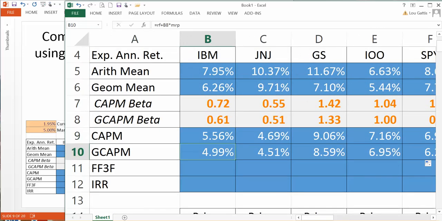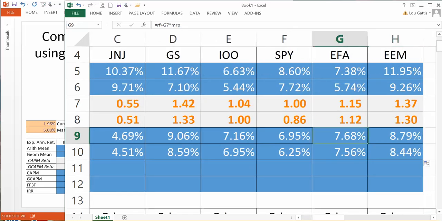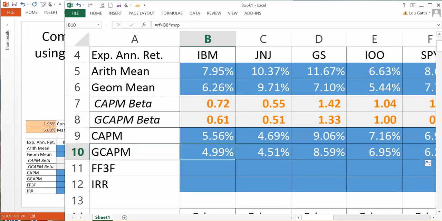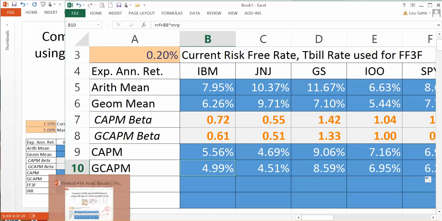And again, the difference is I might use CAPM for domestic equities, and I might use global CAPM for these larger international equity or asset classes. So just looking at IBM, I now have an arithmetic average of 7.95%, which I'd use for one period, a geometric average of 6.26% that I use for multiple period compounding, CAPM of 5.56%, and a global CAPM of 4.99%. So that's how you do CAPM.